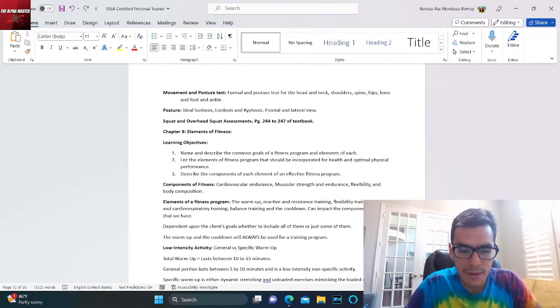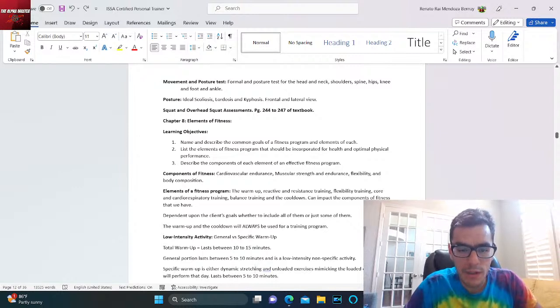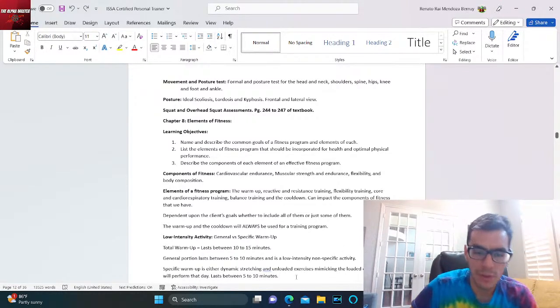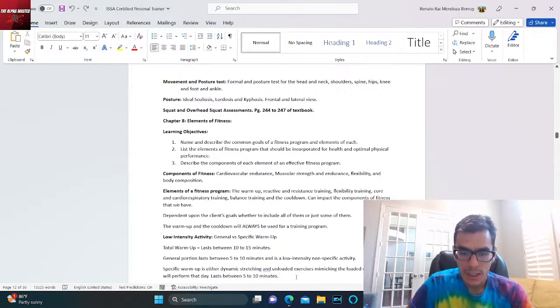A specific warm-up is either dynamic stretching or unloaded exercises mimicking the loaded exercises we will perform that day. It lasts between 5 to 10 minutes. So general and specific each last between 5 to 10 minutes, for a total warm-up of 10 to 15 minutes.